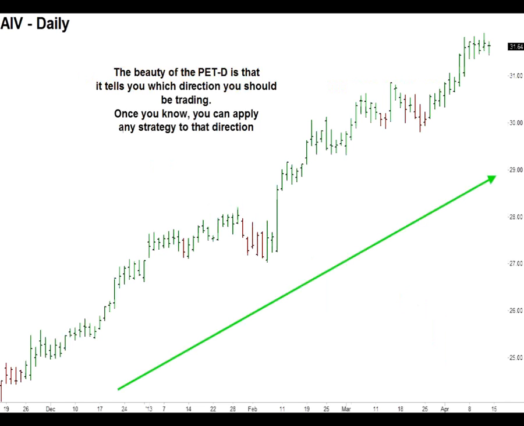Once again, as we stated, here's an example in AIV. The beauty of the PET-D is that it tells you which direction you should be trading. Once you know, you can apply any strategy, either one of mine or one of yours, to that direction.